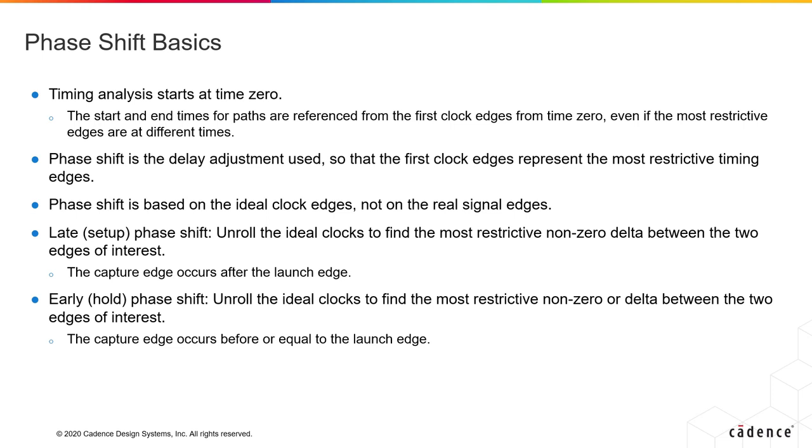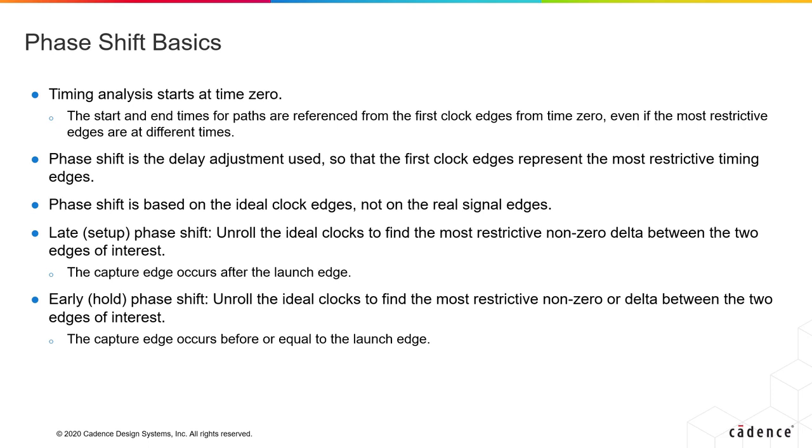Most likely these most restrictive launch and capture edges are not in the first cycle. But you can visualize that worst-case scenario as if it happens in the very first clock cycle by shifting the capture clock until the same restrictive transfer also happens in the first cycle. Then you record the amount of shifting you did to the capture clock as phase shift. Thus, phase shift can also be defined as the delay adjustment used so that the first clock cycle edges represent the most restrictive timing edges.